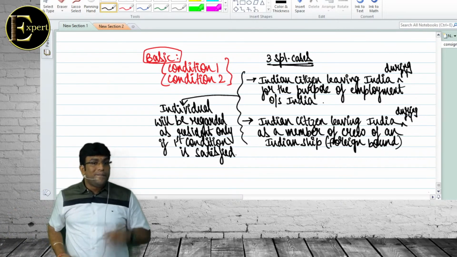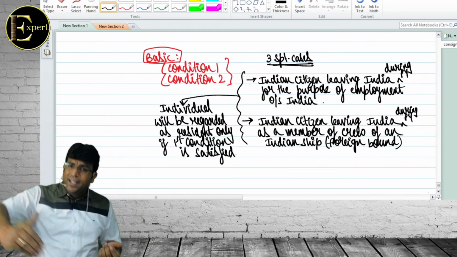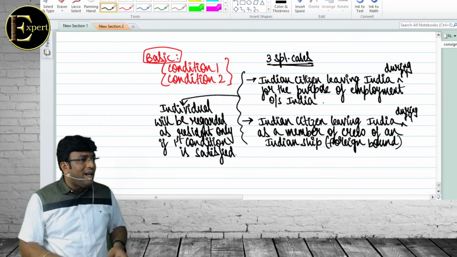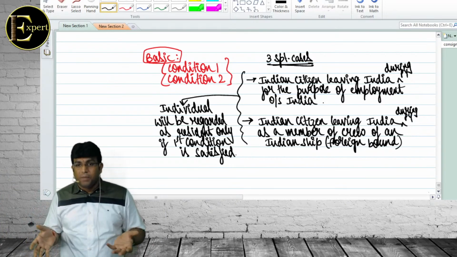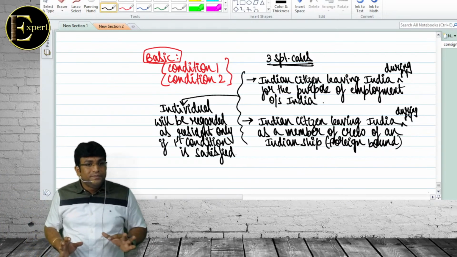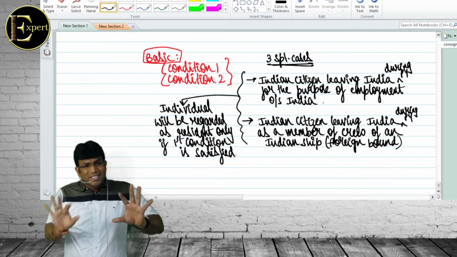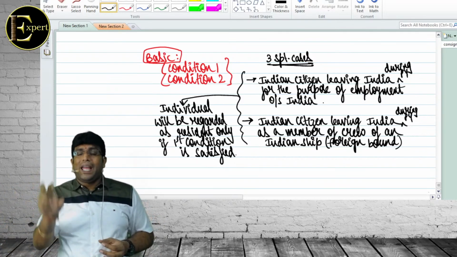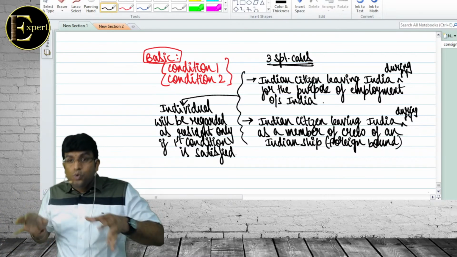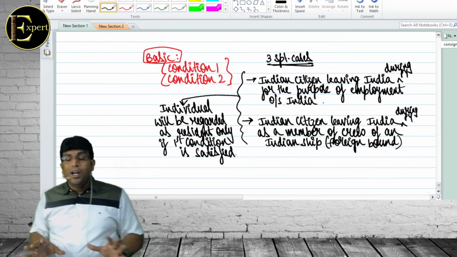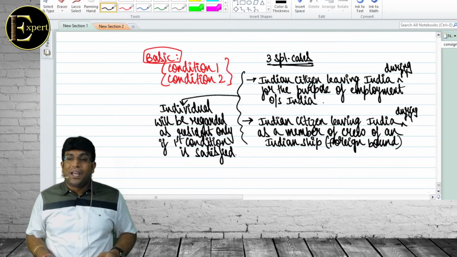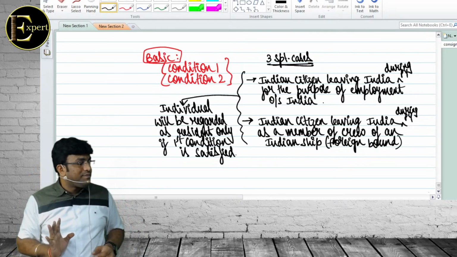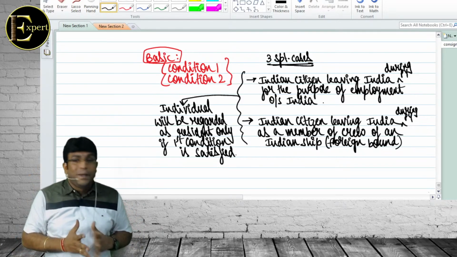What is the second point? Indian citizen leaving India during the previous year as a member of crew of an Indian ship, which is a foreign bound ship. So in these 2 cases, normally you become a resident if you satisfy any of the basic conditions. But in these 2 cases, the law is telling you will become a resident only if you satisfy the first condition.